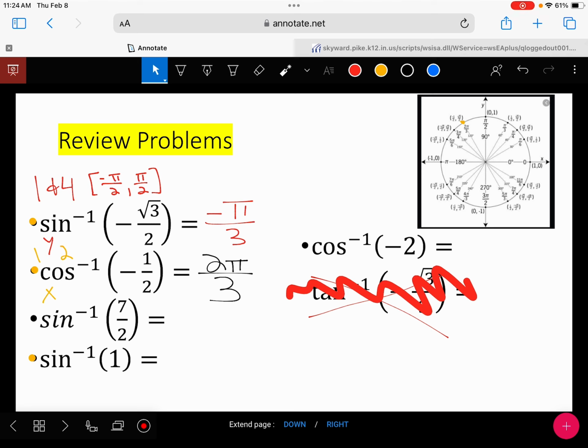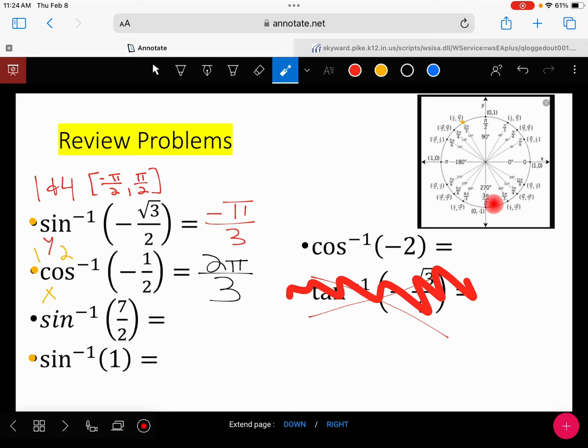Just know whenever we're working in quadrant 4 with an inverse, we're going to be counting negative. We're going to be counting backwards. So we didn't go around counterclockwise, 5 pi over 3. We just went around clockwise by pi over 3. When we're moving clockwise, it's negative. So then it's negative pi over 3.